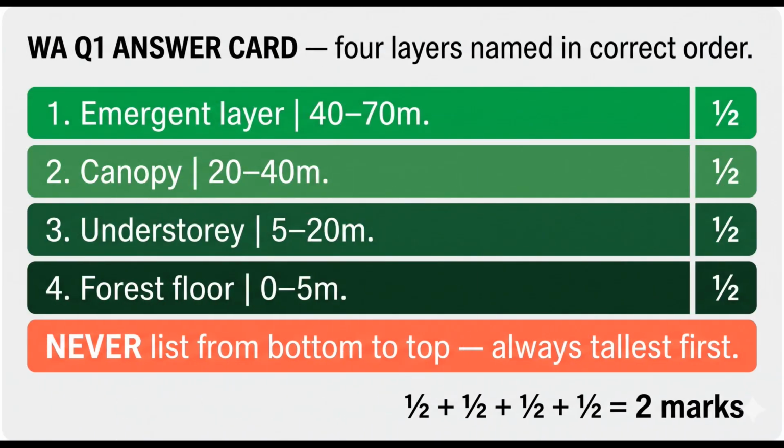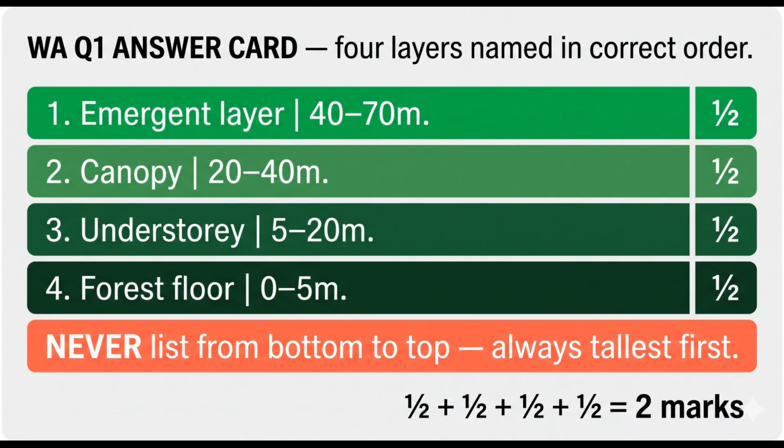Now let us handle WA Question 1 directly. The question is: name the 4 layers of a tropical rainforest, from tallest to shortest, half a mark for each correct layer in the correct order. Emergent layer, half a mark.